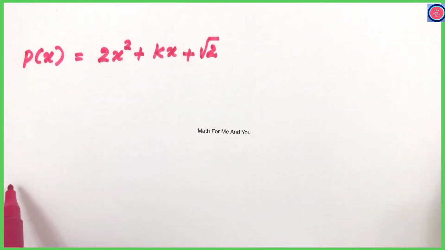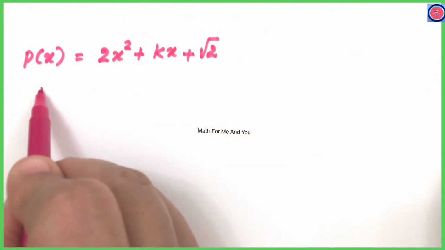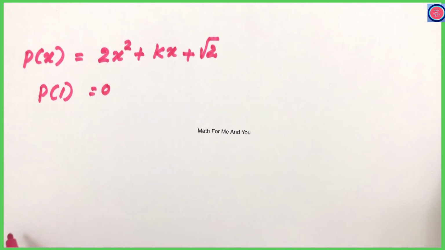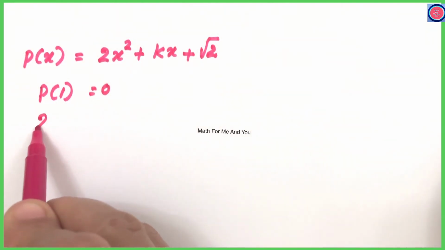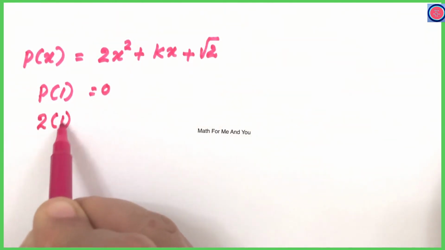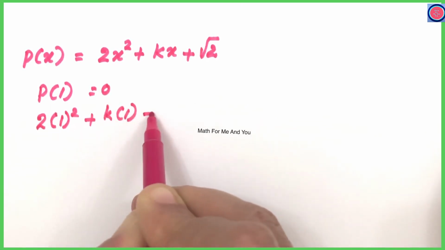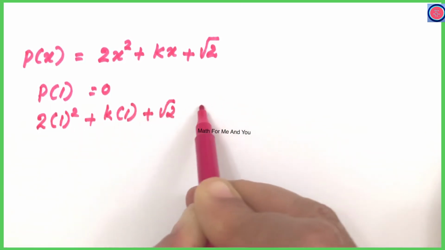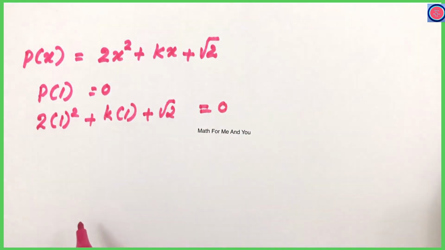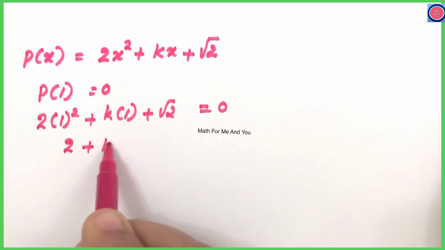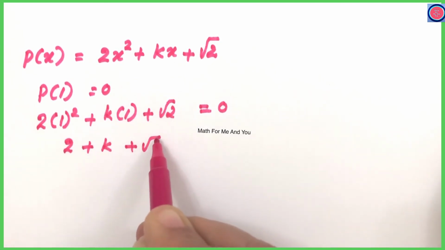Now we consider the second polynomial p of x equals 2x square plus kx plus root 2. Here also p of 1 equals 0. Why? Because x minus 1 is a factor. Now we can substitute 1 and find the value of p of 1. 2 times 1 square plus k times 1 plus root 2 is equal to 0. 2 times 1 square is 2, plus k times 1 is k, plus root 2 equals 0.